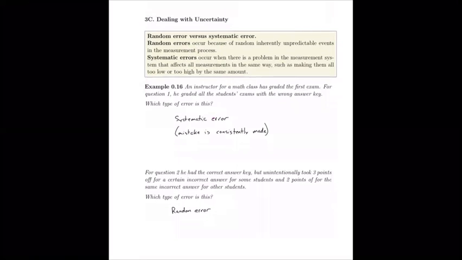Okay, so same situation. Now for question 2, the instructor continued. He's used the correct answer key this time, but he's unintentionally taken 3 points off for a certain incorrect answer for some students, but 2 points off for the same incorrect answer for other students. This is not an uncommon situation in grading, and it's not on purpose, but it just kind of accidentally happened.